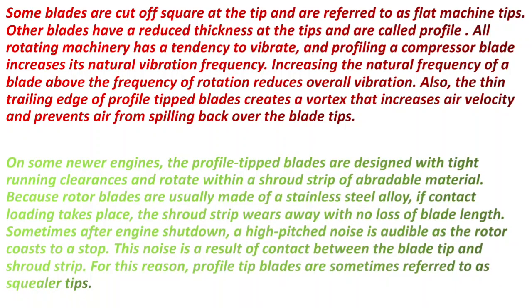On some newer engines, the profile tip blades are designed with tight running clearance and rotate within a shroud strip of abradable materials. Because rotor blades are usually made of stainless steel alloy, contact loading takes place. The shroud strip wears away with no loss of blade length.